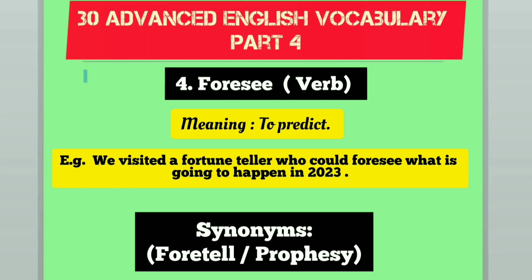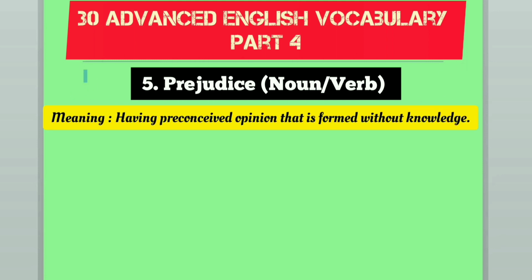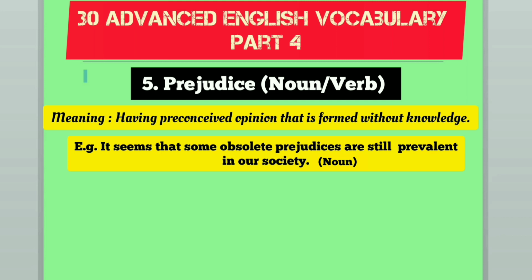So up next we are going to turn our attention towards the fifth advanced English vocabulary, which you see on your screen. So the fifth advanced English vocabulary is prejudice. Prejudice is used as a noun and it can be used as a verb. So the meaning of it is having a preconceived opinion that is formed without knowledge is called prejudice, right? So when we are using that as a noun, we can say that having a preconceived opinion or a belief that you form without knowledge. So let's see how to use this.